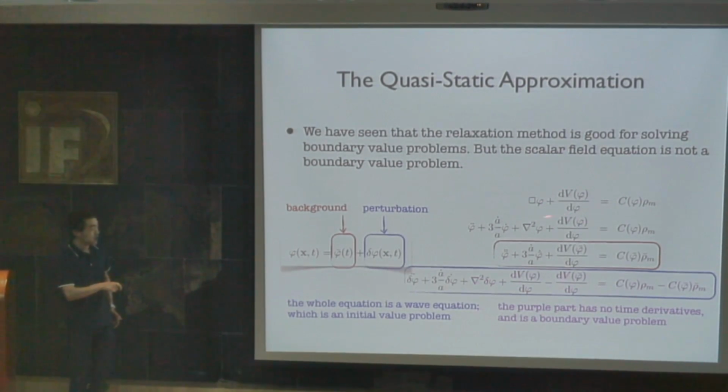scalar field equation of motion. This is the Klein-Gordon equation which we saw in the previous two lectures. And you can separate this equation into a background part and a perturbation part. Basically you separate the scalar field into a background part which depends on time only, and the perturbation part which describes the fluctuation around the background mean.